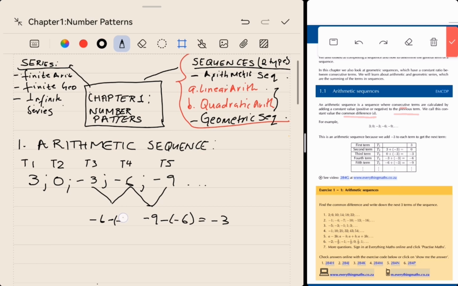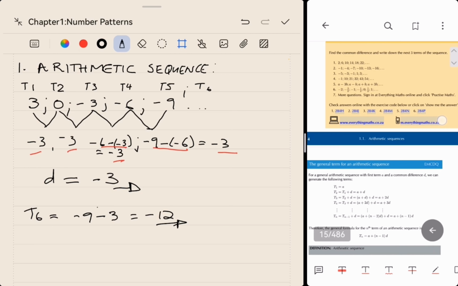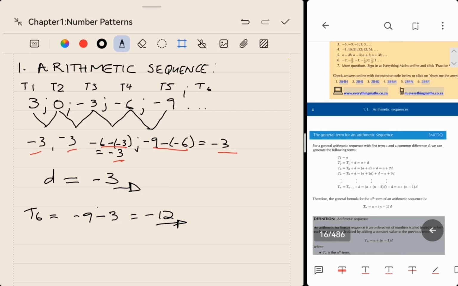Let's say you wanted the next term, T6. You would say T6 is equal to minus 9 minus 3. Then you would get minus 12. That is all well and good, but what happens now if you want term number 50, term number 100, whatever random term you want? You should be able to get it, and you can't just be adding minus 3 until you get to 100. We don't have time for that. So that brings us to our next part in arithmetic sequences, which is getting the general term.